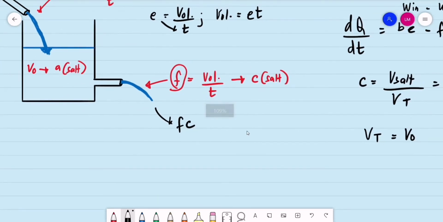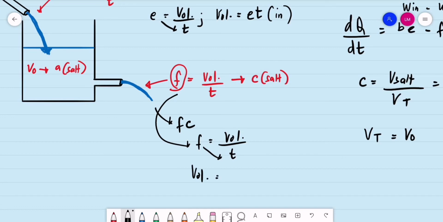Then what about the volume coming out? So this is again the volume in. What about the volume out? We have that F is equal to the volume divided by the time. So by cross multiplication, the volume out is equal to F times T. So this is the volume out.